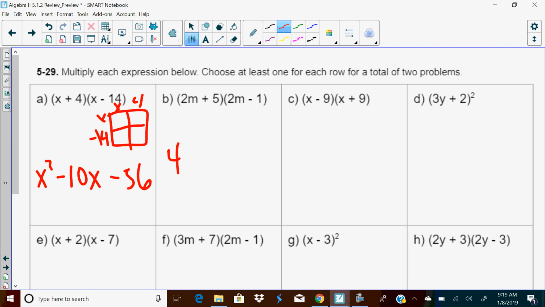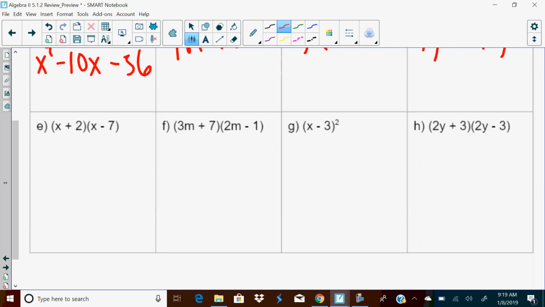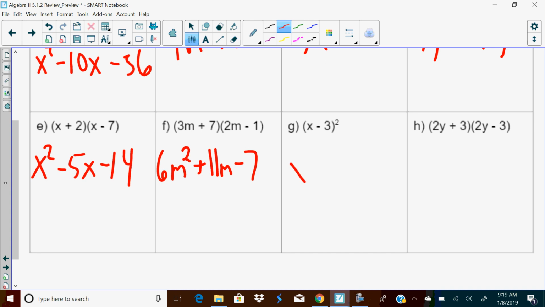For b, you would have gotten 4m squared plus 8m minus 5. C was a difference of two squares, x squared minus 81. D, 9y squared plus 12y plus 4. E, you would have gotten x squared minus 5x minus 14. F, 6m squared plus 11m minus 7. G, x squared minus 6x minus 9. And H was the difference of two squares again, 4y squared minus 9.